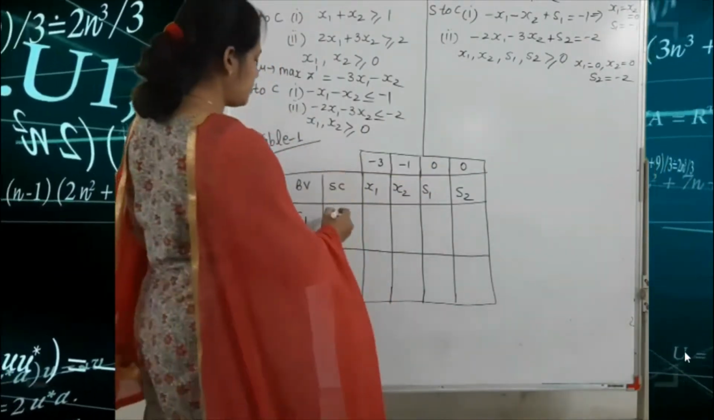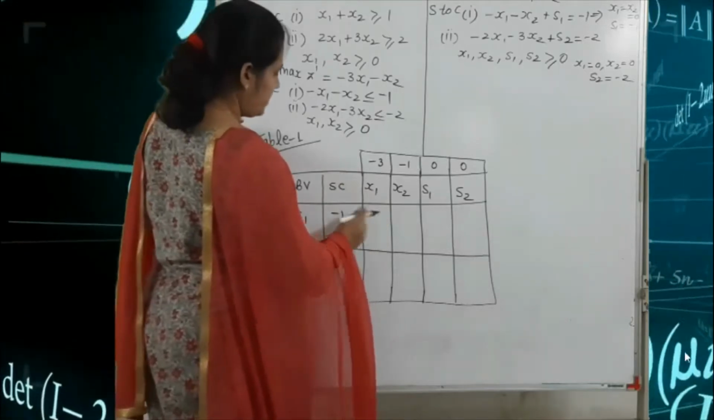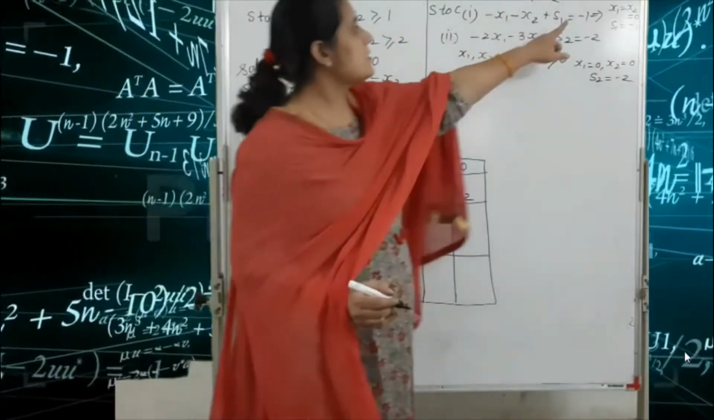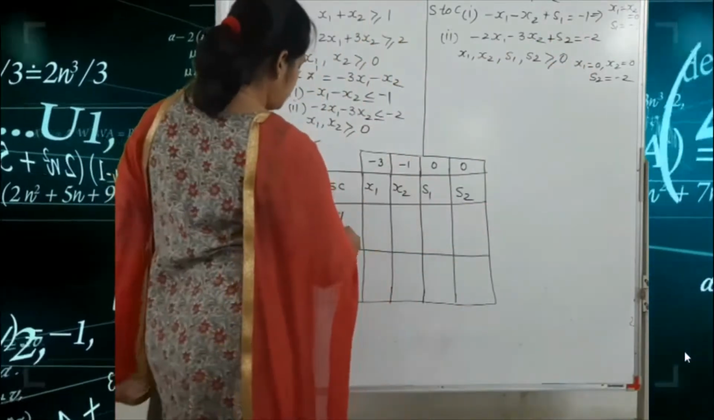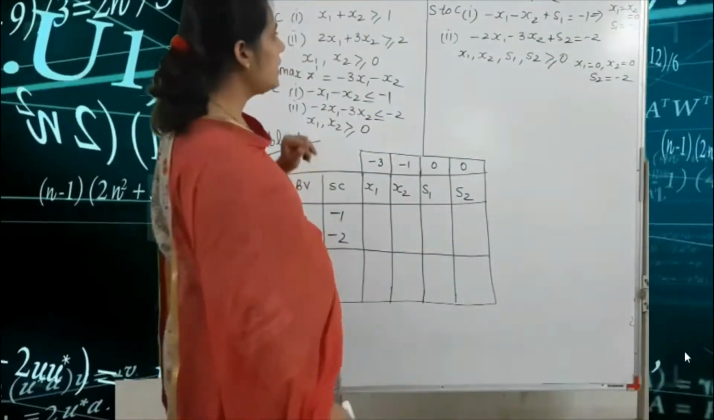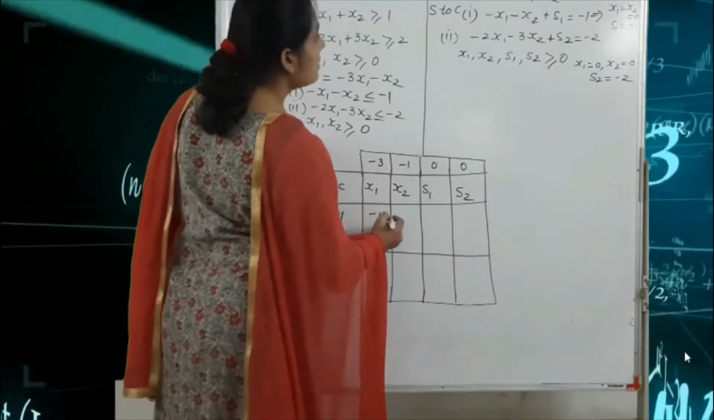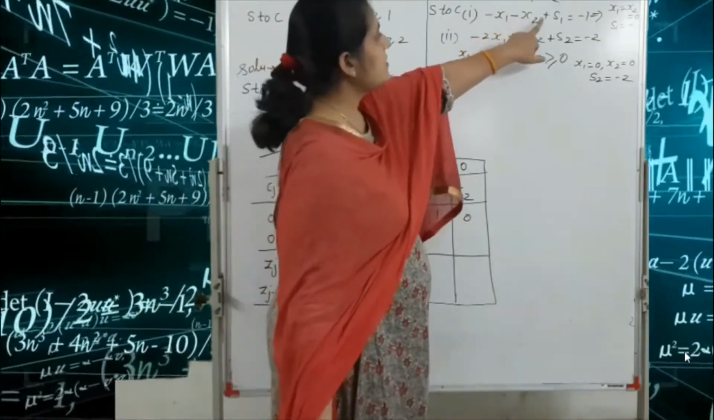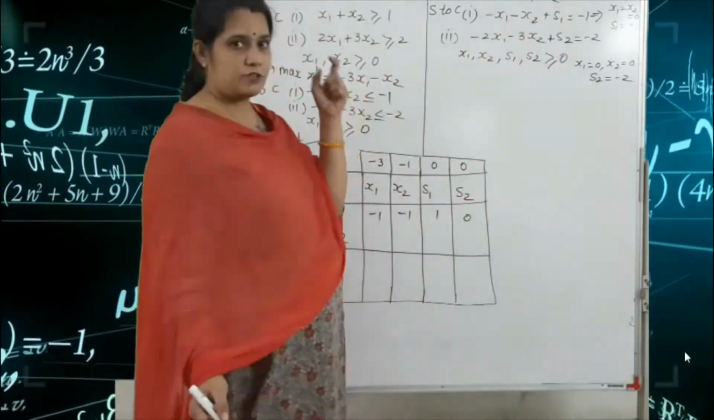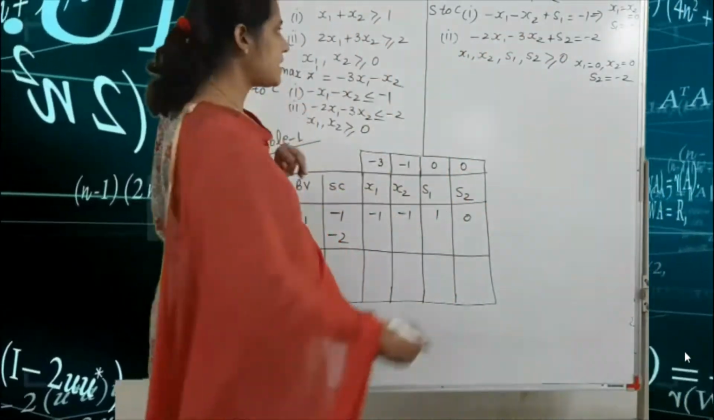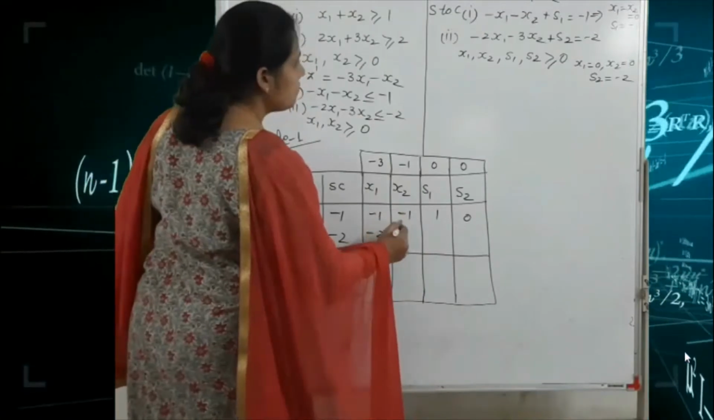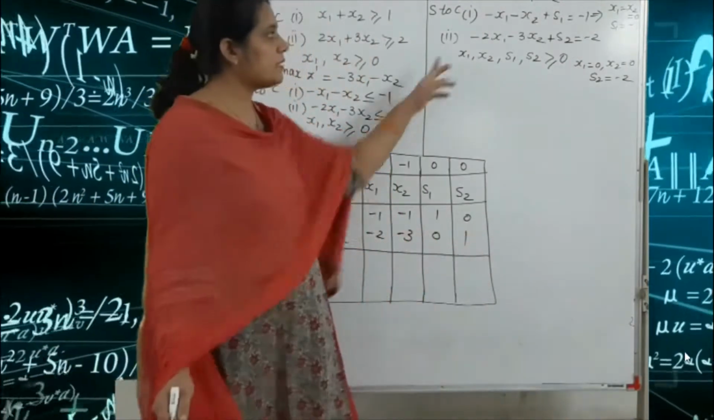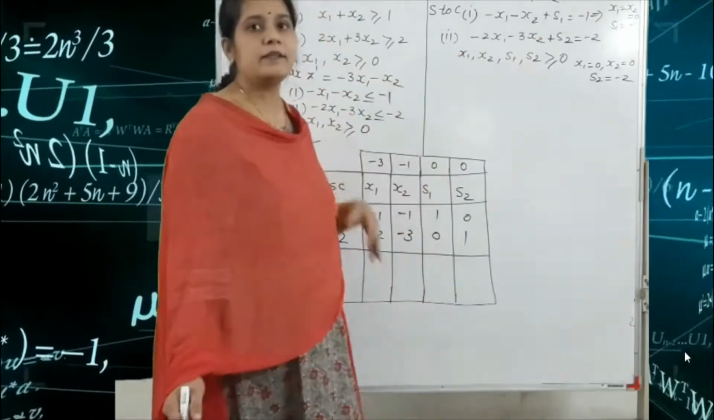Your first equation's solution constant is minus 1, and the second equation's is minus 2. So we write here minus 2. The first equation is minus 1, minus 1, 1, 0, because the coefficient of s2 is 0. The second equation is minus 2, minus 3, 0 and 1. Got it? Minus 2, minus 3, 0 and 1.